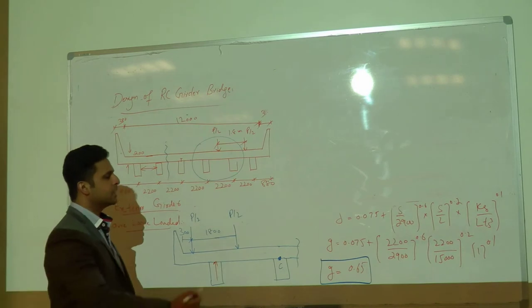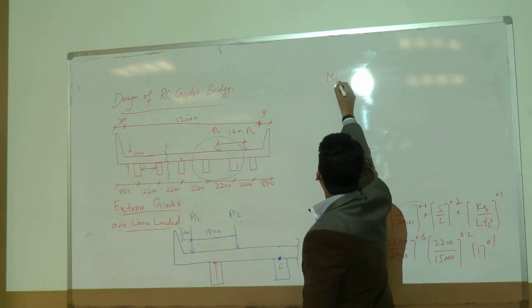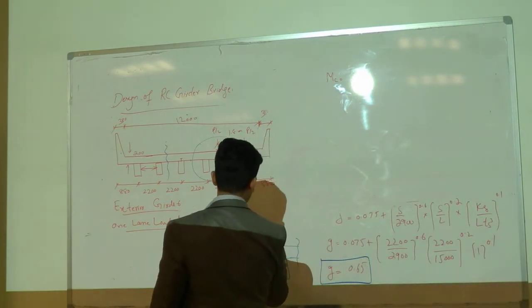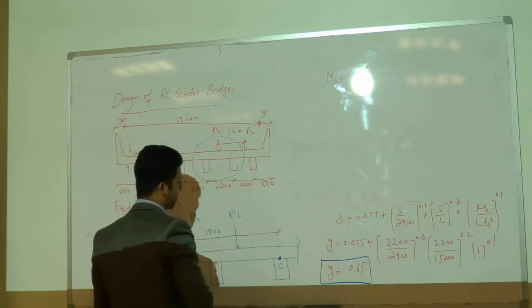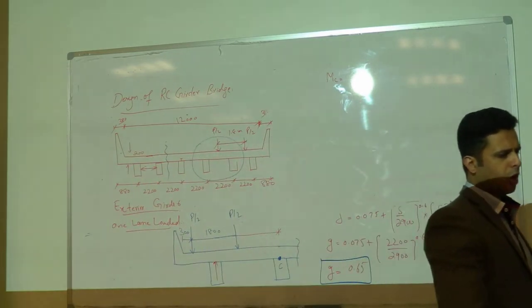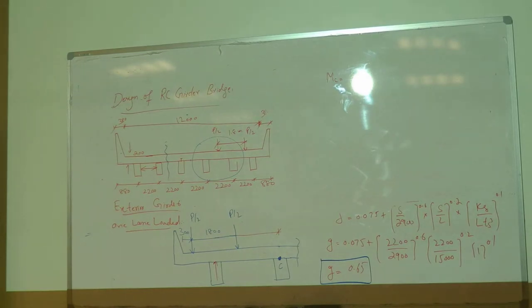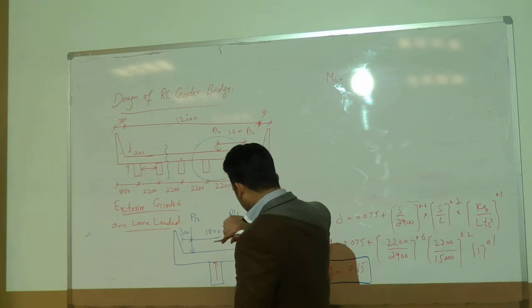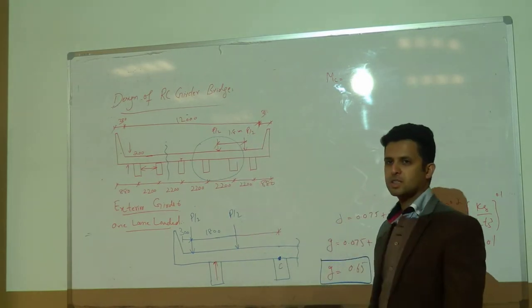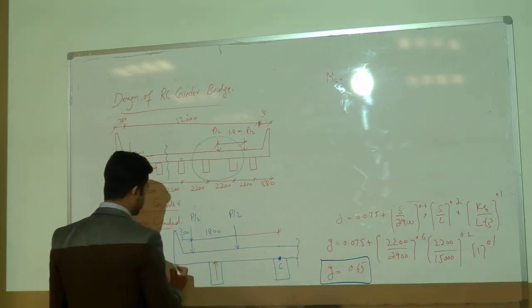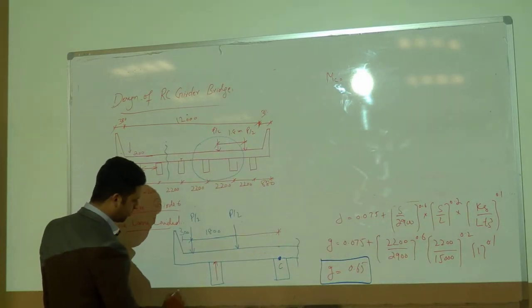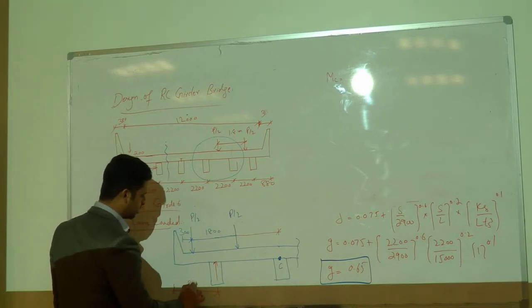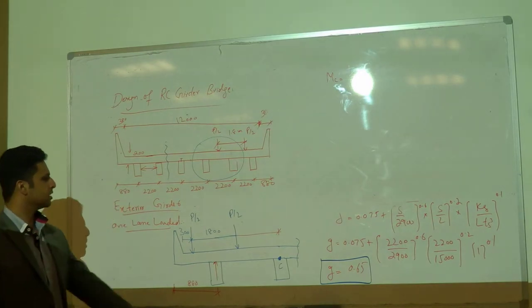So let's take moment at point C. Moment at point C will be equal to what? How much will be this distance now? Which distance? 2,100 minus, how much? This is 880. The distance from the center will be 1,300. Now tell me, how much is this distance?